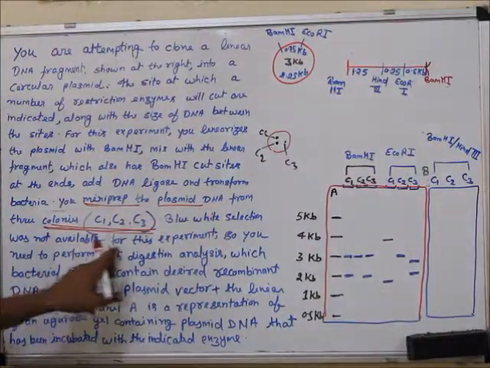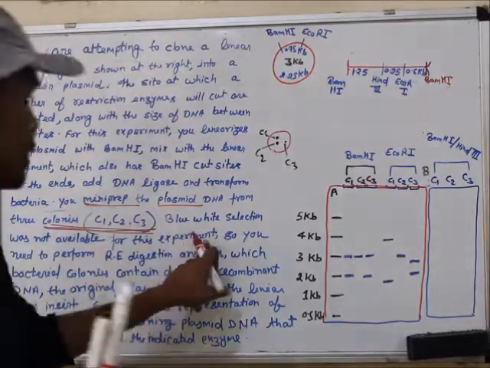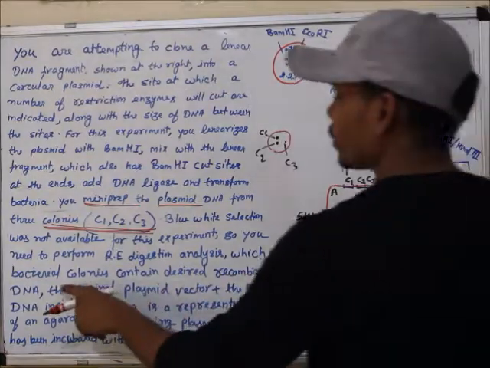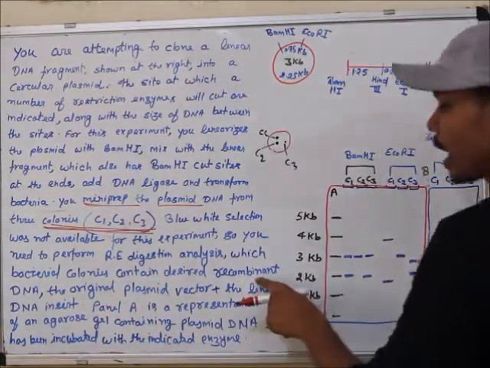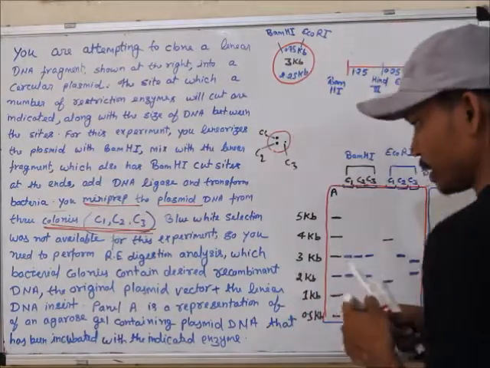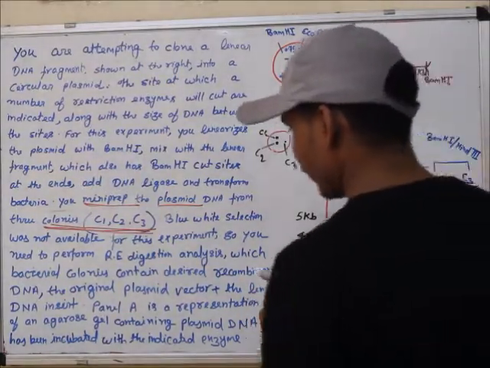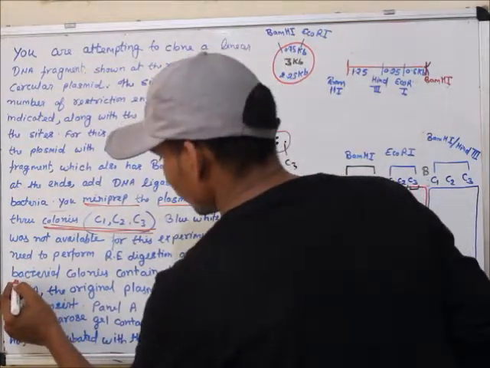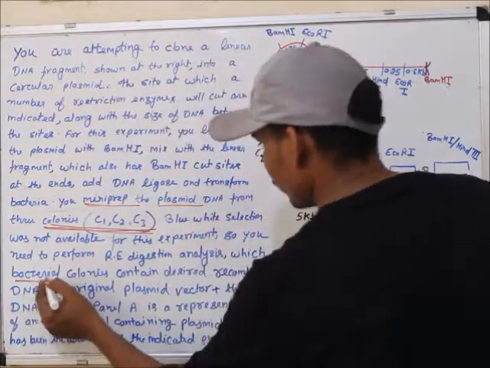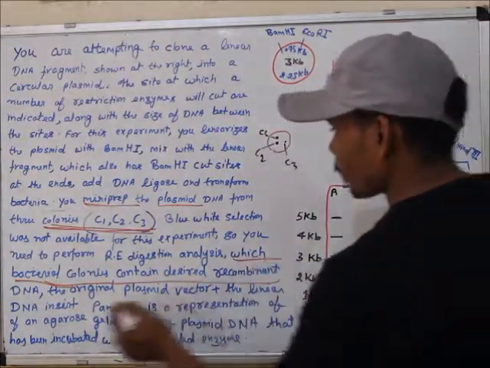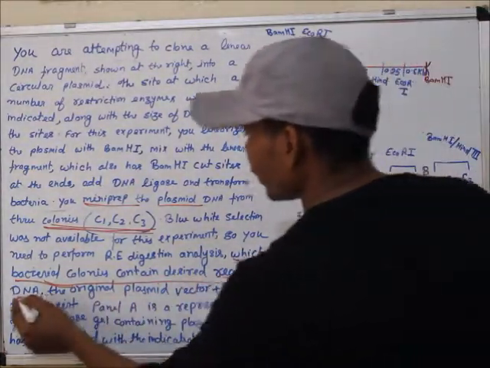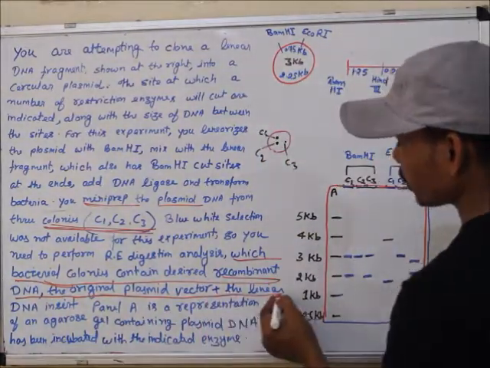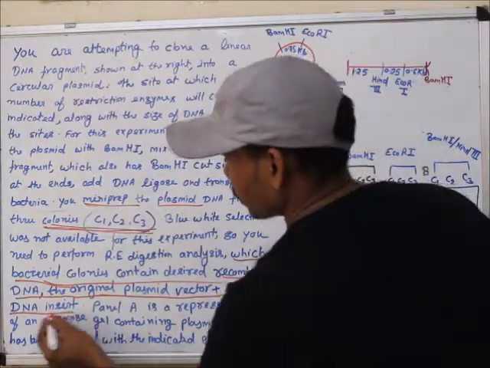Blue-white selection was not available for this experiment. It also says you need to perform restriction digestion analysis to determine which bacterial colonies contain the desired recombinant DNA. This is a different question. Restriction digestion analysis should be performed. So, which bacterial colonies contain the desired recombinant DNA, the original plasmid vector plus the linear DNA insert.